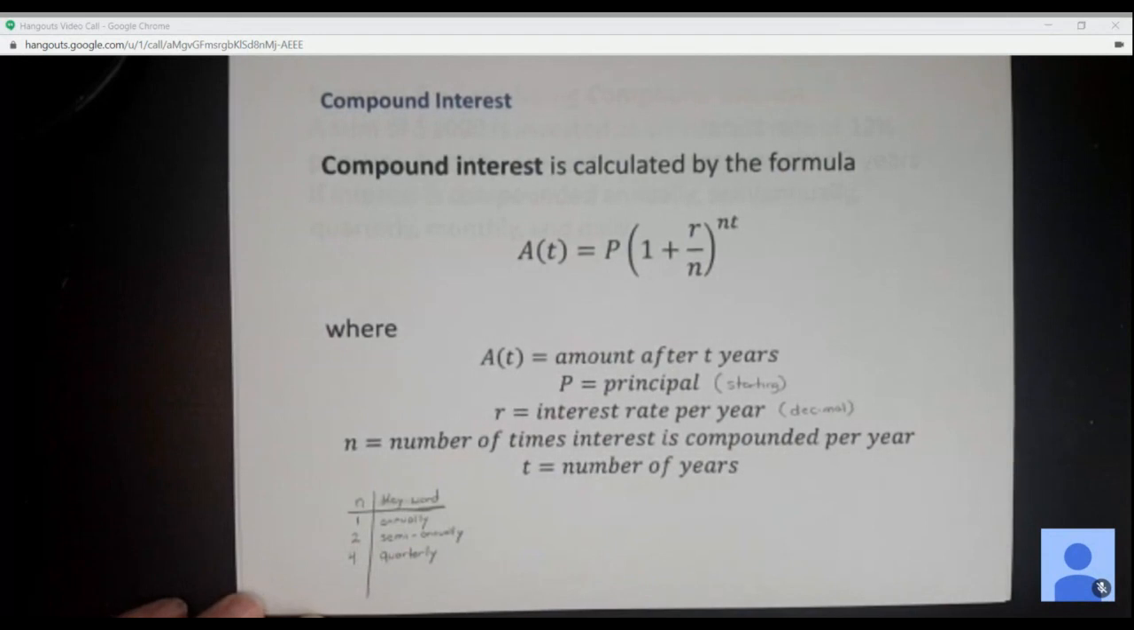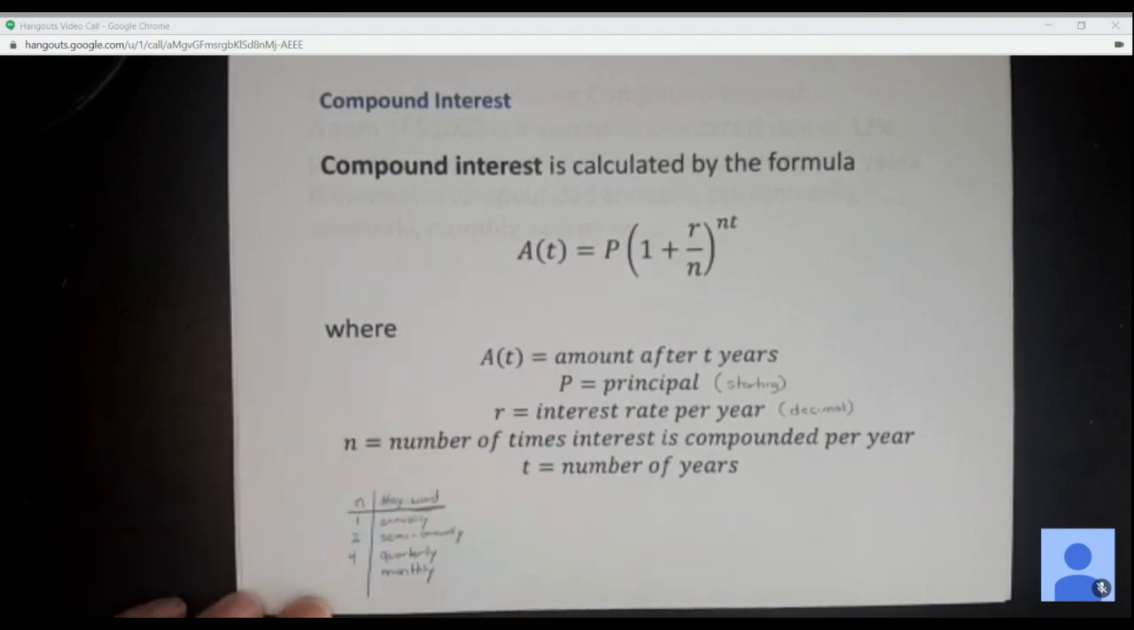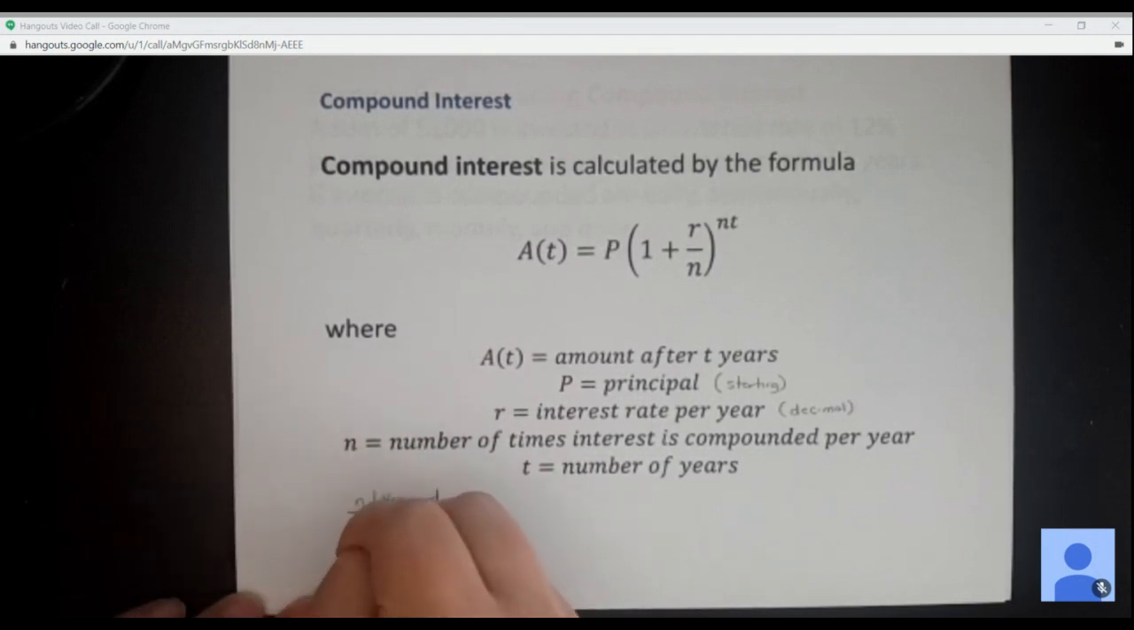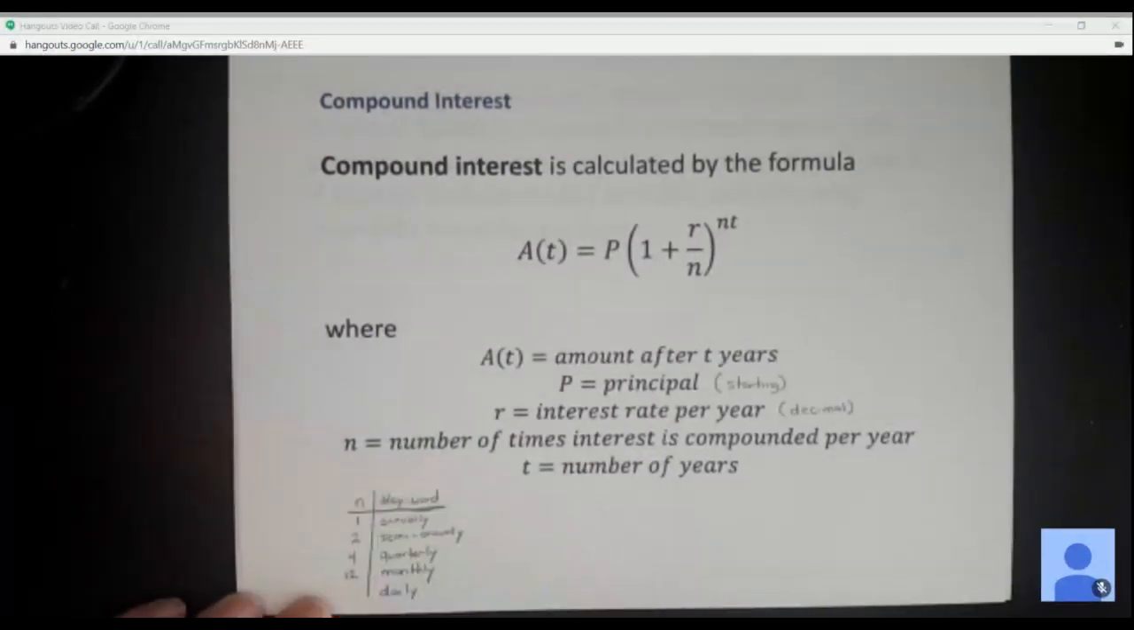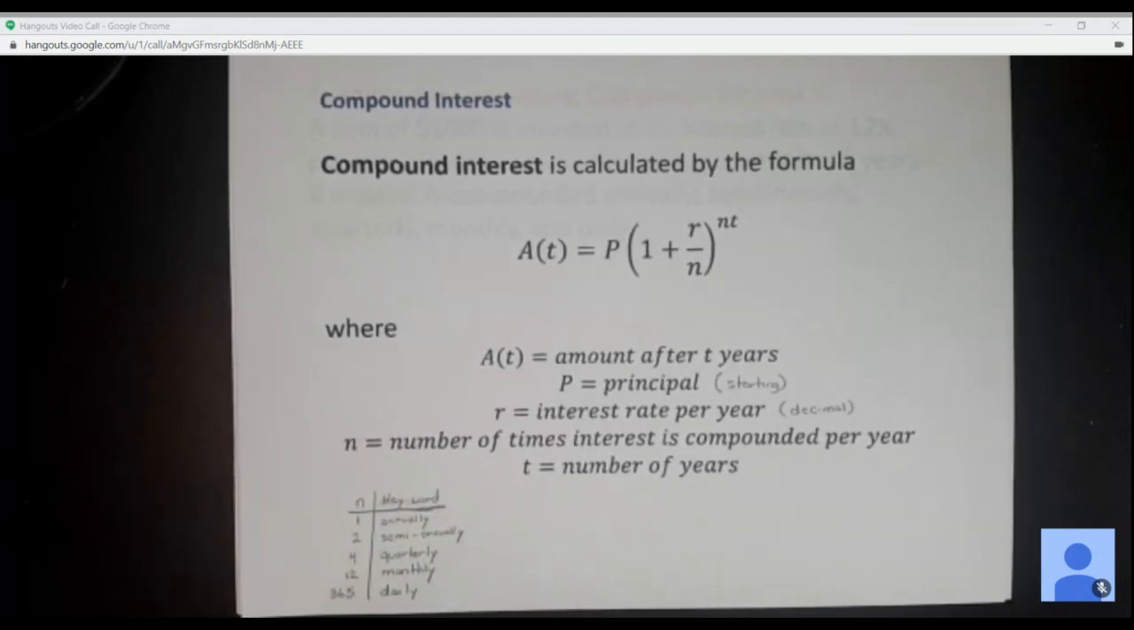Any other keywords you might see? I know we're out of time. I just want to get all these down real quick. So another one you might see is monthly. If we compound monthly, how many times per year would that be? 12 times per year, right? And then the last one, that's one that we see a lot, would be daily. So how many times per year would daily be? Good. So we're always going to use 365. We ignore leap years there. So daily would be 365.